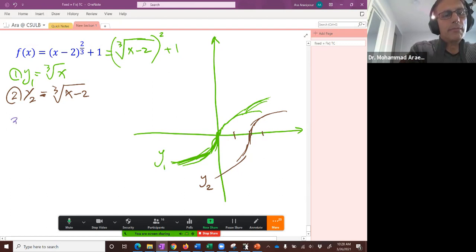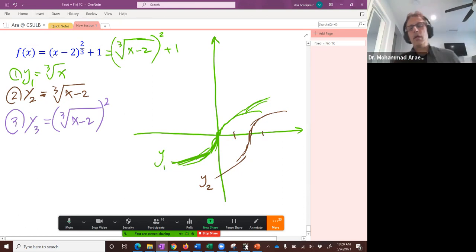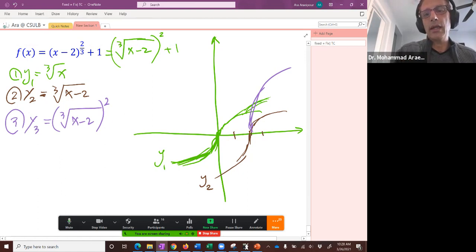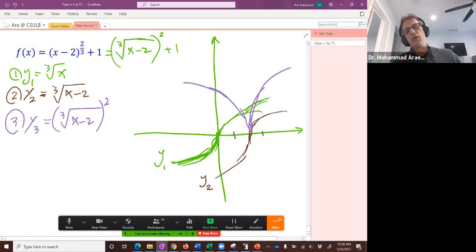Number 3, cube root of x minus 2, we are going to square. If you recall from algebra, when we square it, there are two parts. The positive part gets larger, and the negative part flips over and gets larger. Okay.